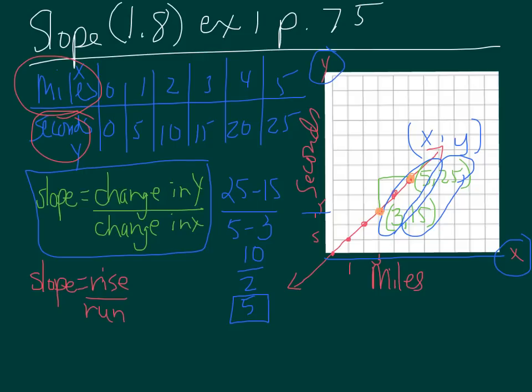And I'm going up. This is 5, 10, because each one of these on the Y is 5. So I'm going up 5, 10. So it's 10 over the run, which this is 1 and 2. So 10 over 2. Simplify that, that becomes 5. So the slope is the same thing. You can either use change or rise over run.